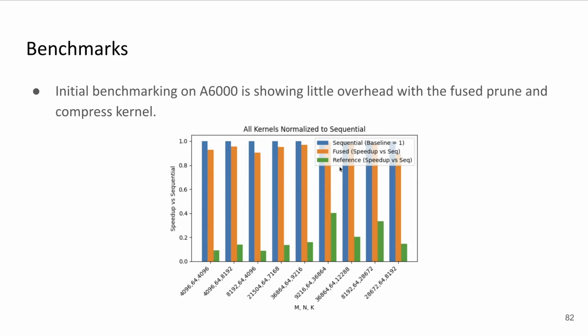But overall, if we compare this to the reference, which is the green bar here, we can see that the fused kernel is actually performing much better than our reference implementation, which requires us to store the data back into memory and use the external PyTorch function to do the prune and compress. So overall, we see that by doing our pruning and compressing in registers, there's very, very little loss in performance.